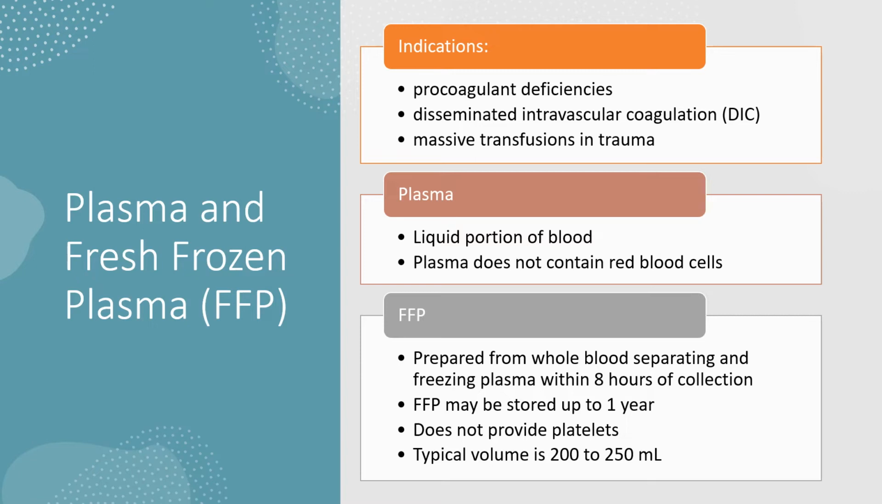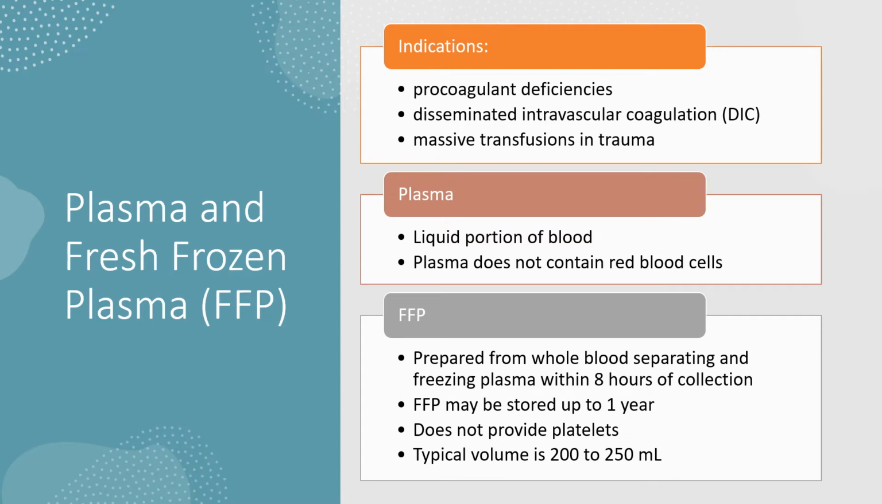You need to inform the blood bank that you need plasma. It is prepared from whole blood by separating and freezing the plasma within 8 hours of collection. The typical volume is 200 to 250 ml, but it does not provide any platelets or red blood cells, so you do not need this to be RH compatible. The indications are treatment or prevention of clinically significant bleeding due to a deficiency of one or more plasma coagulation factors, for which more appropriate or specific alternative therapy is not available.